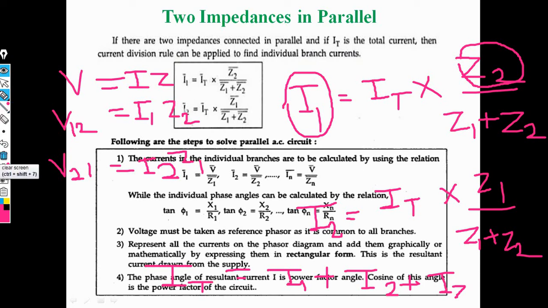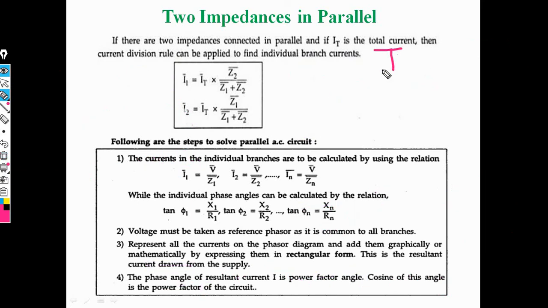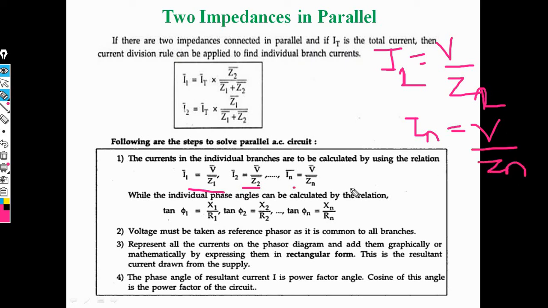Same procedure for current I1, that is I is equal to V by Z. Okay, now here for I1 Z1 is here, then I2 Z2 here, then IN is equal to V upon ZN. Now this is for current in individual branches. That is I1 is equal to V by Z1, I2 is equal to V by Z2, and IN is equal to V by Zn.